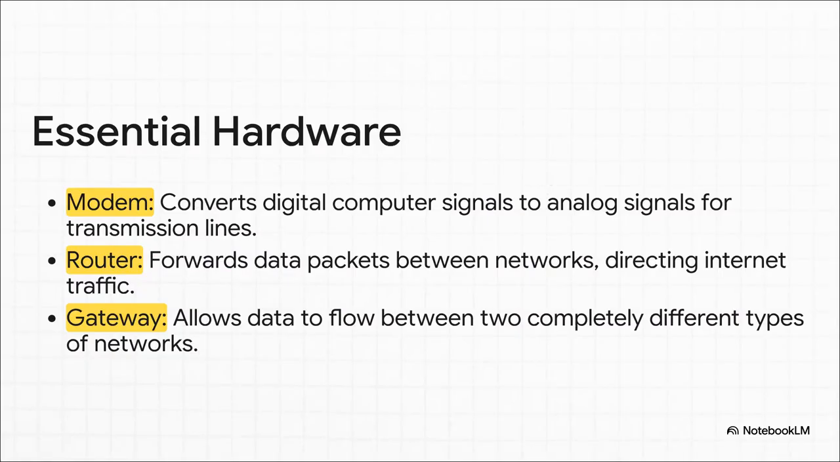Here are 3 other key pieces of hardware. A modem is basically a translator. It changes your computer's digital signals so they can travel over older analog lines. A router is like the traffic cop of the internet, directing data packets to make sure they get where they're going. And a gateway, think of it as a diplomat, allowing 2 totally different kinds of networks to communicate with each other.